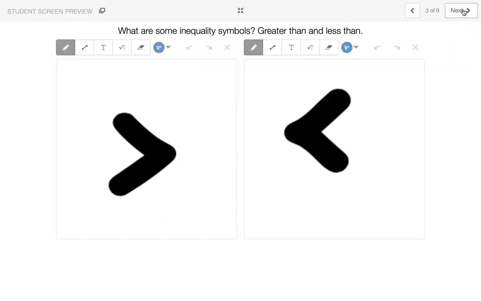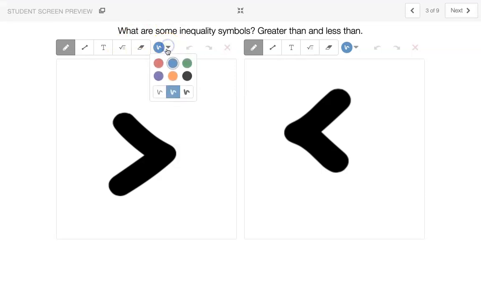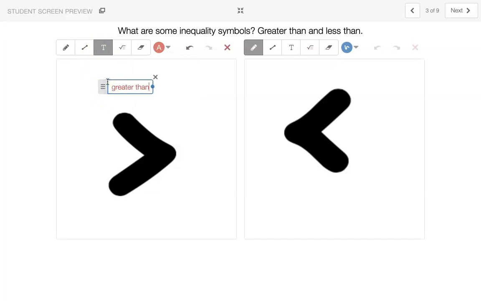So here they are. Here are our inequality symbols. One of them is greater than, and one of them is less than. What I want you to do is I'm going to write them down, and you can write them down also. You can copy down the symbol. That's my greater than. This is my less than. Okay, you can write them down.